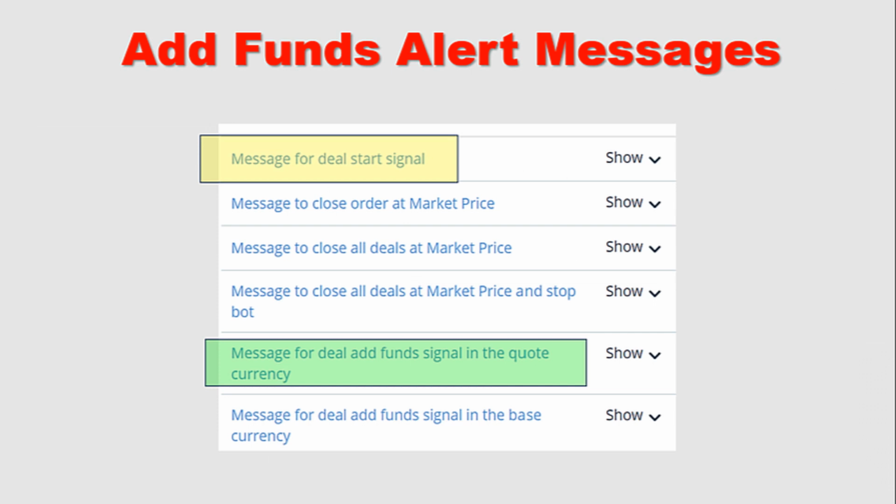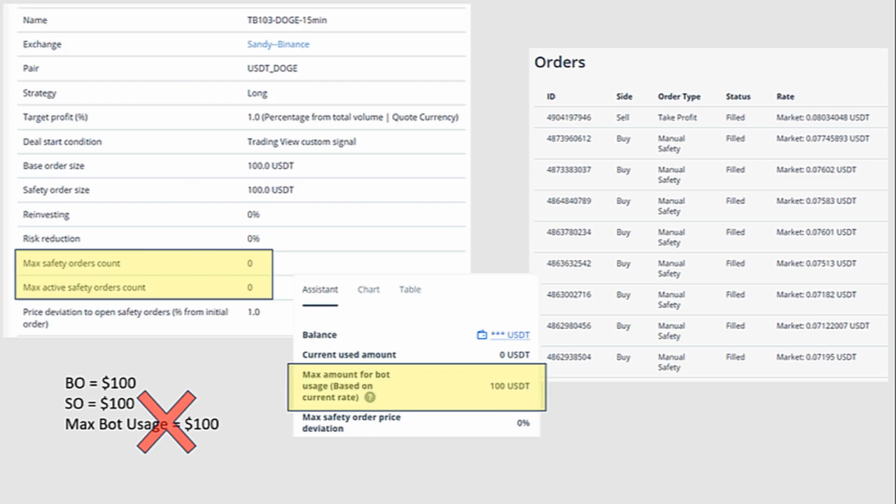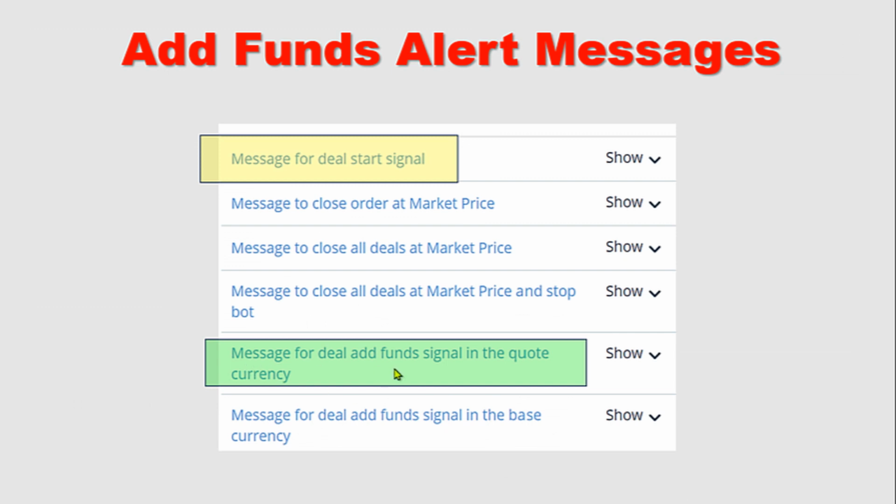In WaveBot 3 and 4, we paste 2 messages into the TradingView alert, the message for add funds and the message for deal start. By placing these 2 messages into a TradingView alert, TradingView is going to be the one triggering both when to start a deal and when to add more funds, i.e. manual safety orders.